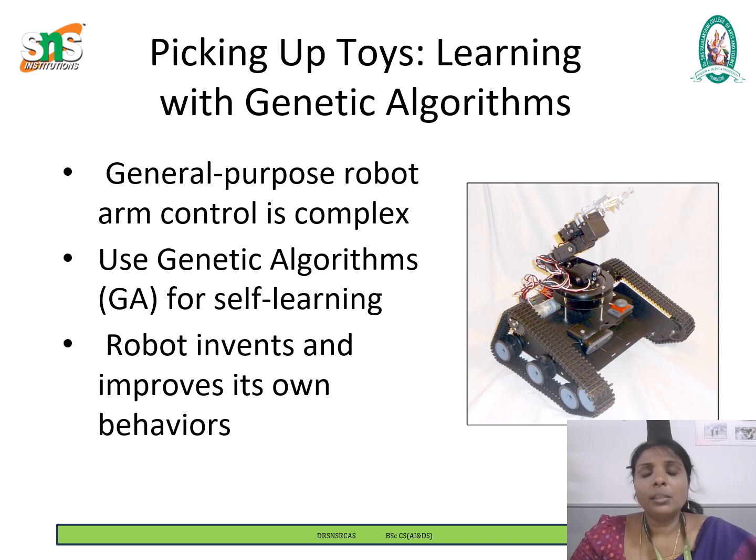The genetic algorithm allows the robot to evolve and optimize its behavior over time by selecting the most effective actions, combining successful traits and introducing variation. Through this process, the robot is capable of inventing and improving its own strategy for performing tasks, leading to more efficient and adaptable behavior without the need for explicit programming. This approach greatly enhances the robot's autonomy and its ability to handle complex real-world scenarios.